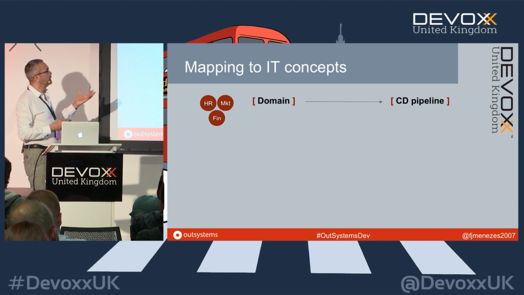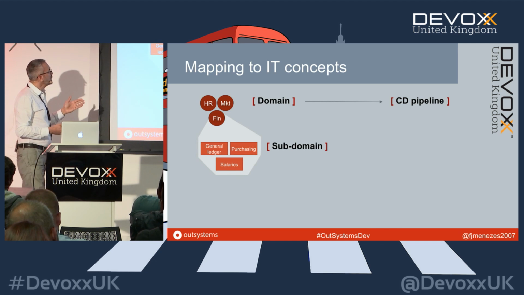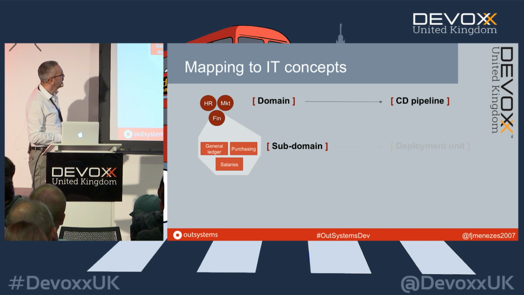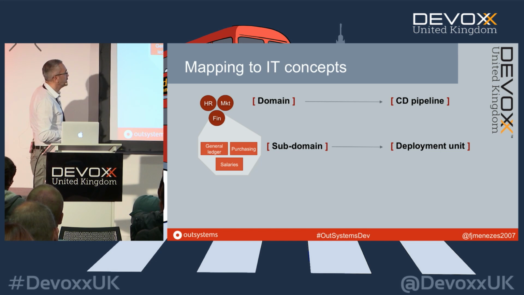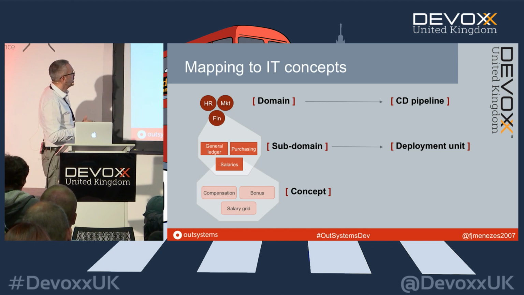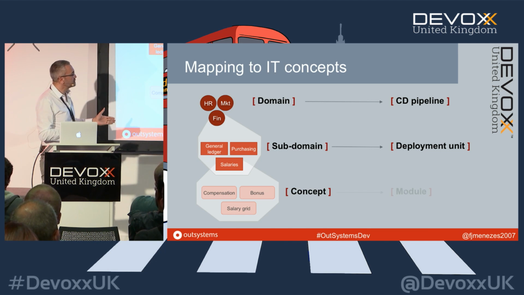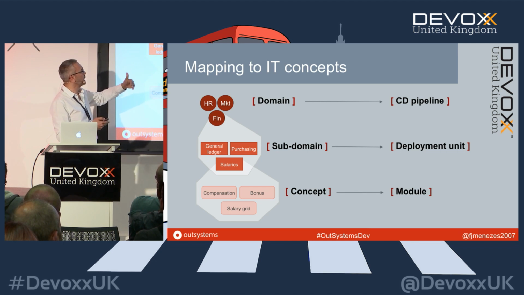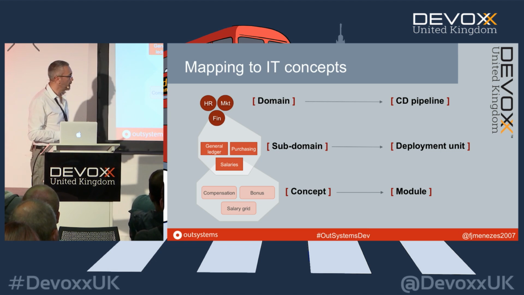Inside each domain, you might have subdomains. You have distinct sub-processes inside, right? And normally, each subdomain, in this example, in the financial domain, you can have this general ledger process, purchasing, salaries. They typically map to a deployment unit or to an application that you need to build. And finally, each of these processes need to handle business concepts, and those concepts are implemented in modules. So you have this hierarchy of modules, deployment units, and CD pipelines, which is a perfect match to the domain-driven design. Okay?